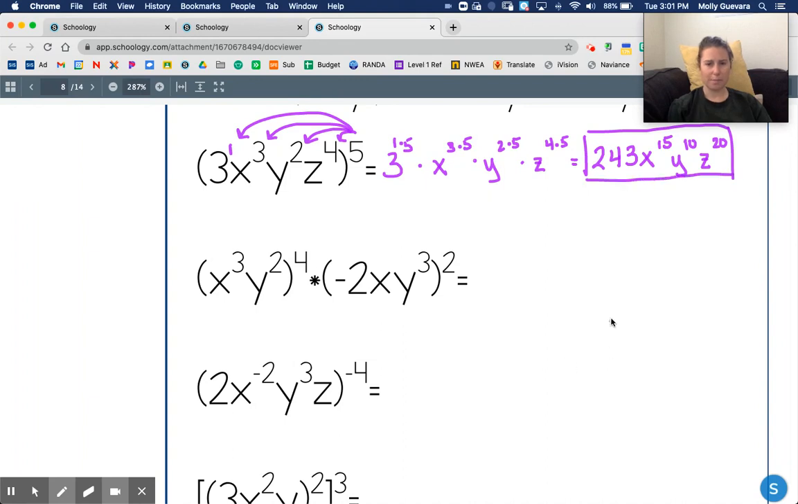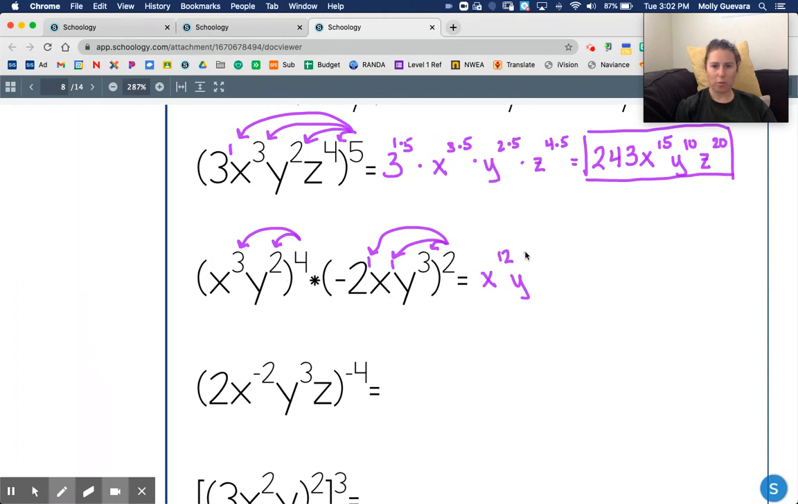And that's it. What if you're multiplying these together? It's the same thing. I still need to distribute my 4 and then also distribute my 2. Remember, what are the exponents on these guys? They're 1. Okay. So this becomes x to the 3 times 4, which is 12. Y to the 2 times 4, which is 8.